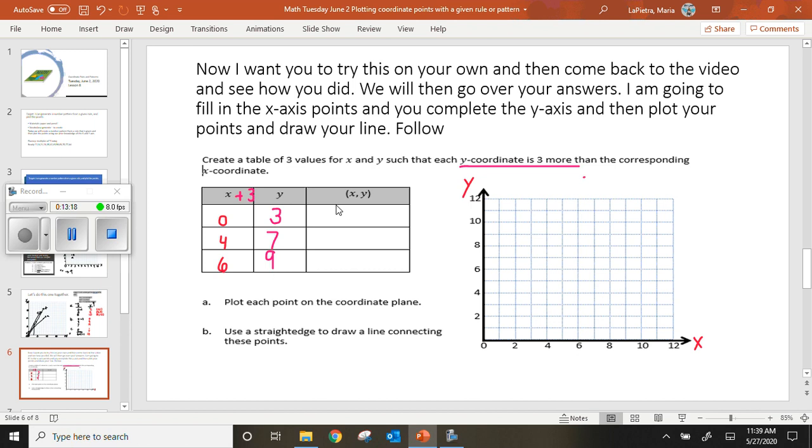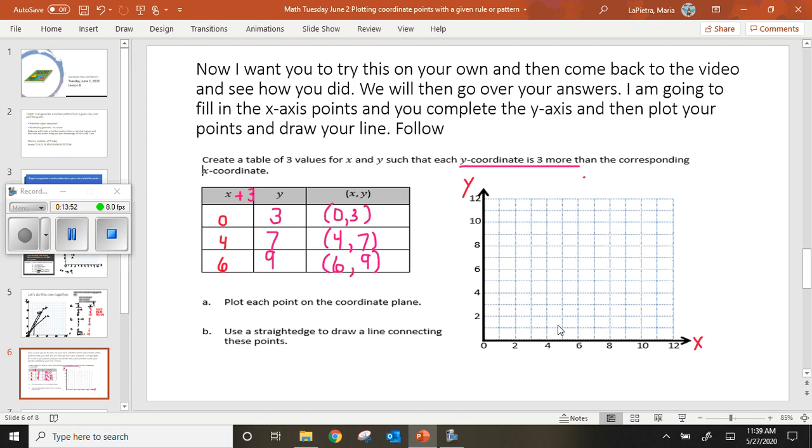Okay, and how do we write those? The x goes first with a comma to separate your numbers. Your first is 0 comma 3. The next one, 4 comma 7. And your next one should be 6 comma 9. I hope you got those correct, following the rule that was given. Okay, now let's plot each point on the coordinate plane.